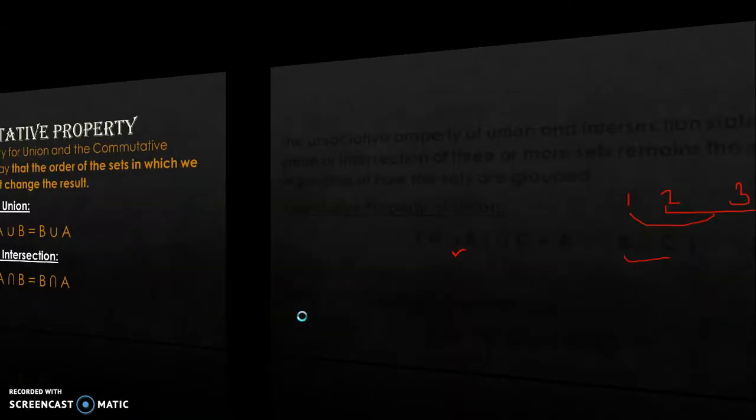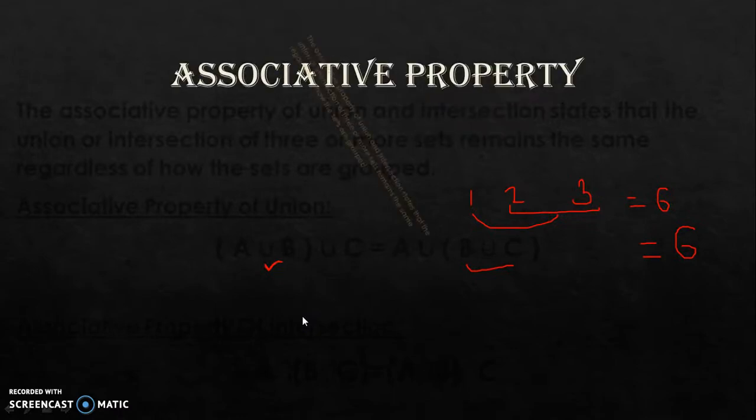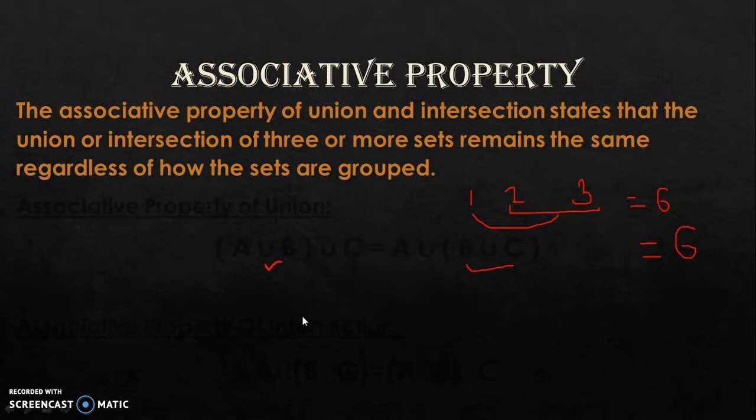The very next property is associative property. Associative property states that the union or intersection of three or more sets remains the same regardless of how the sets are grouped. When we are finding the union or intersection of three sets, we can find the union or intersection of any two sets first.